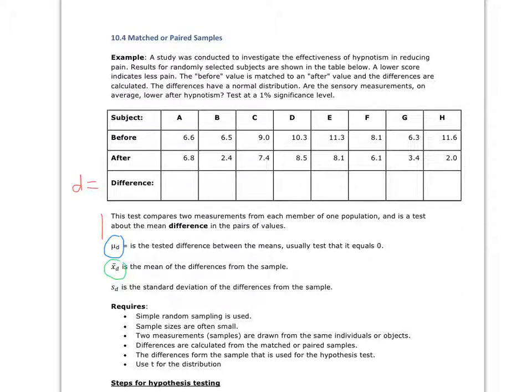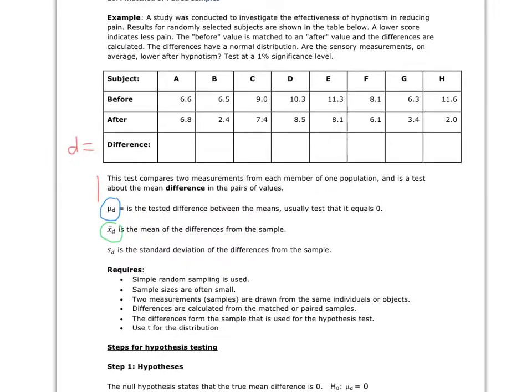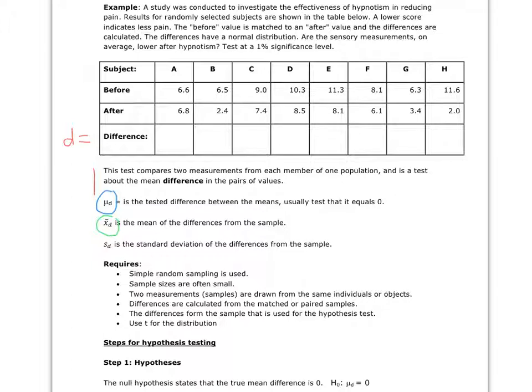Just a little bit of other background. This requires simple random sampling. Sample sizes are usually small. We take 2 measurements from the same individuals or objects, and we calculate the differences for each member. The differences form the sample that's actually used for the hypothesis test. And we use T for the distribution.